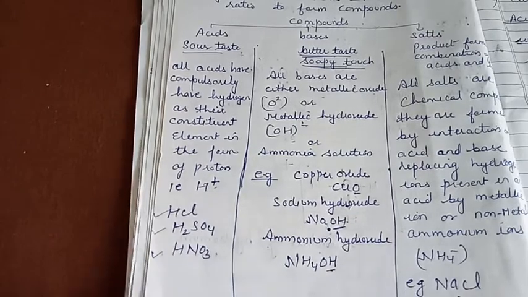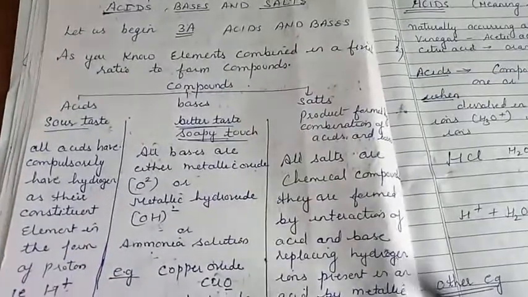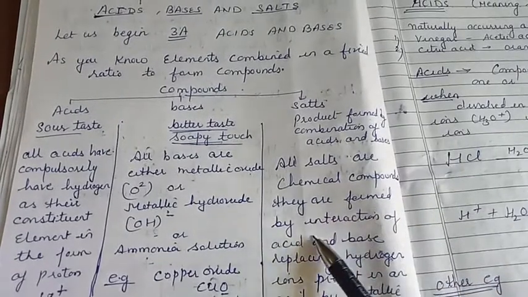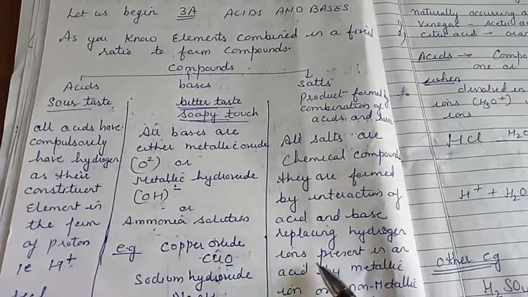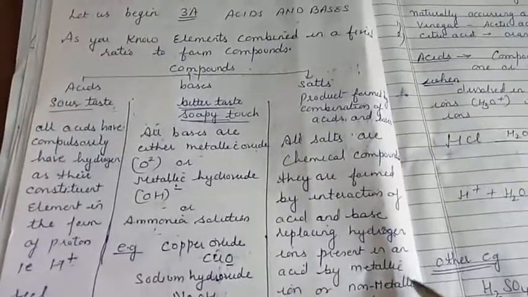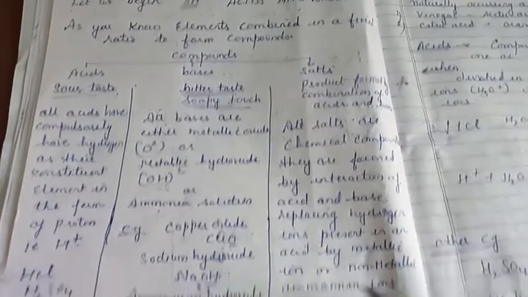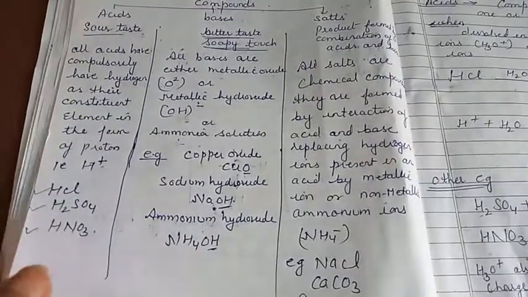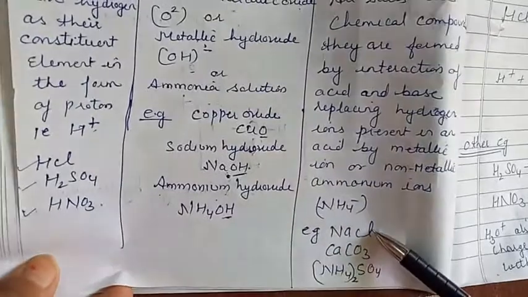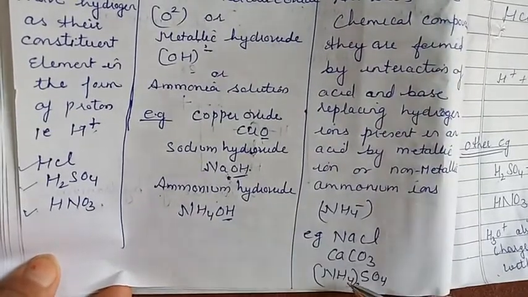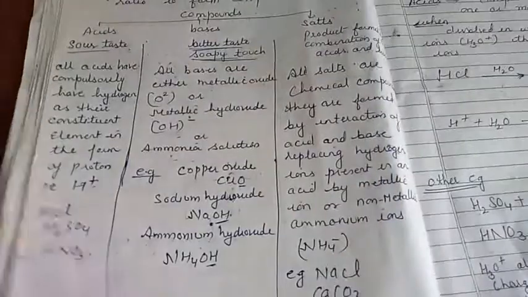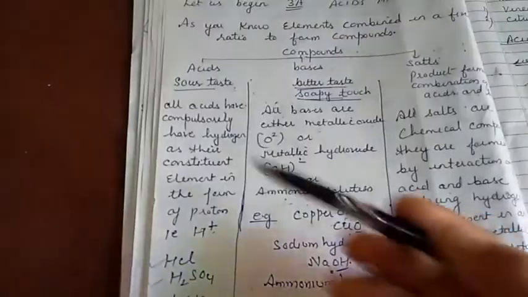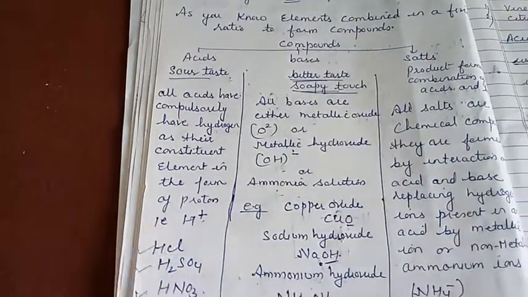that is ammonium hydroxide. And all these salts are chemical compounds. They are formed by the interaction of acids and bases, replacing hydrogen ions present in an acid by a metallic ion or a non-metallic ammonium ion, like ammonium ion. Here are some examples like sodium chloride, calcium carbonate, ammonium sulfate. So these are the examples of some salts. Now let us begin. We'll take acids, bases and salts one by one. So let us begin with acids.